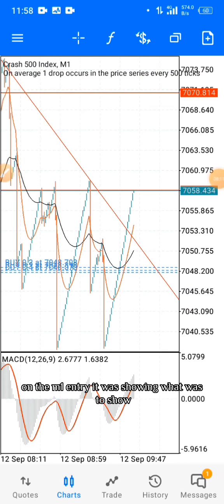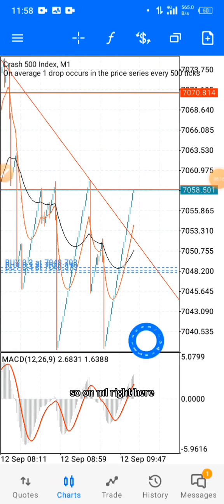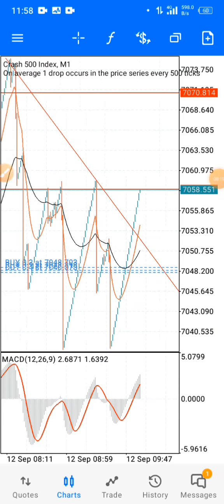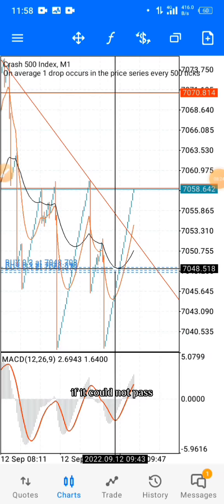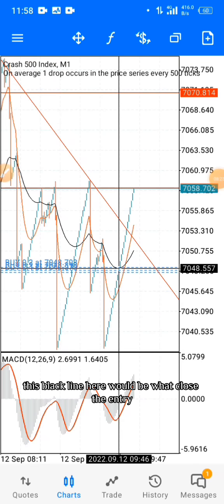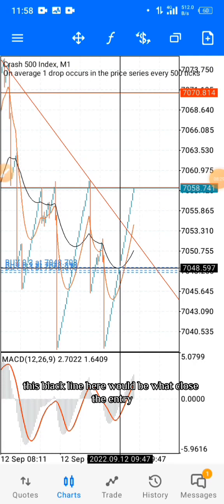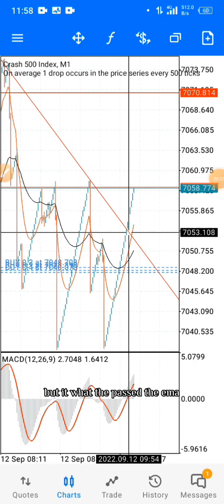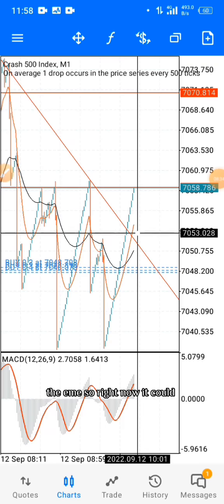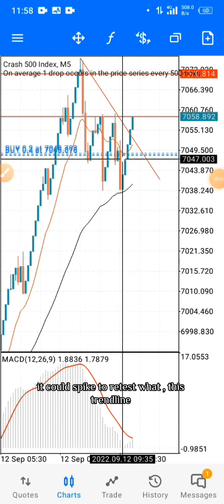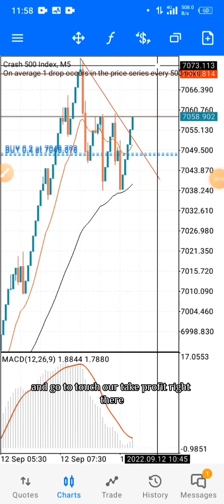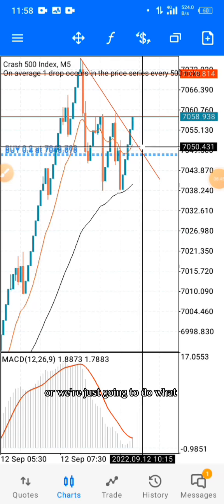Then on the M1, I'm sure it was still showing a sales setup, right? So on the M1 right here, if it could not pass this black line here, we could have closed our entry, our trade, right? But it passed the EMA. So right now we could spike to retest this trend line and go touch our take profit right there. Or it was take profit straight away.